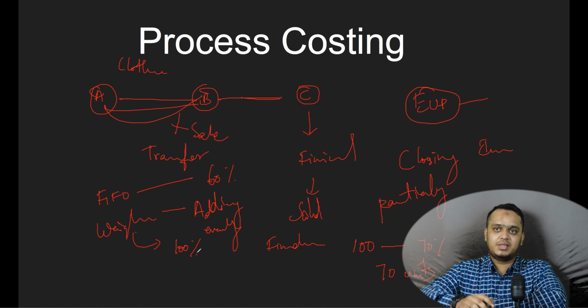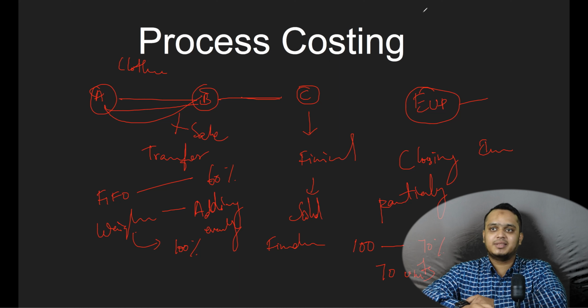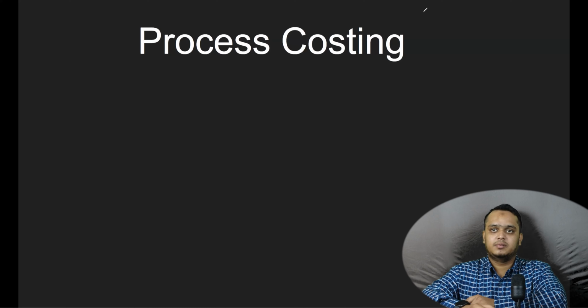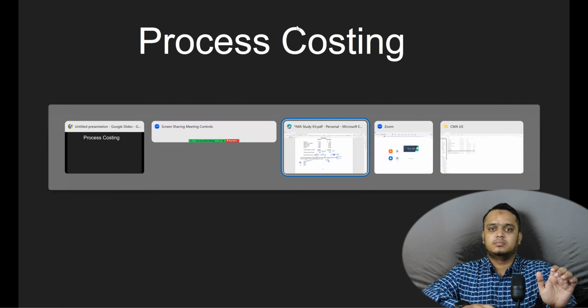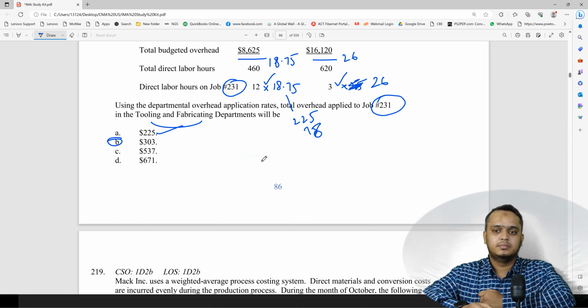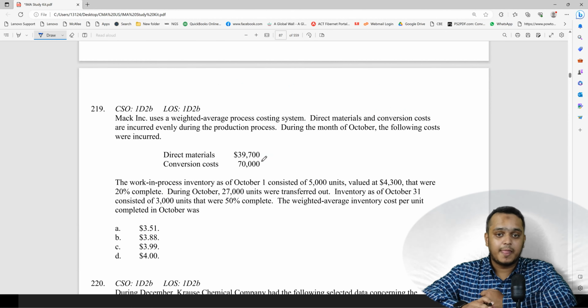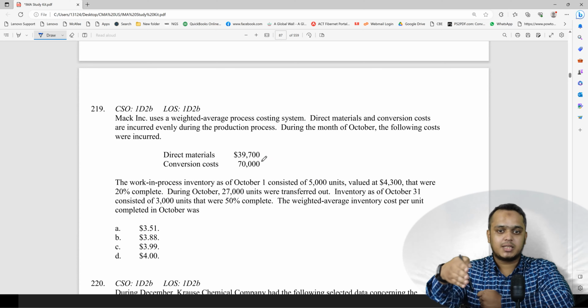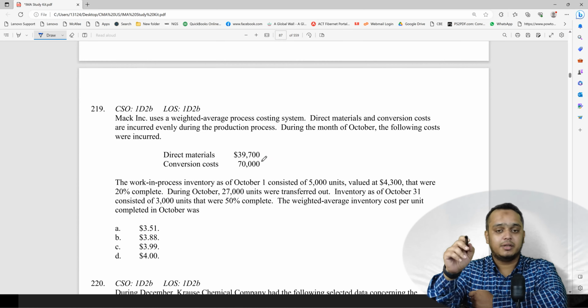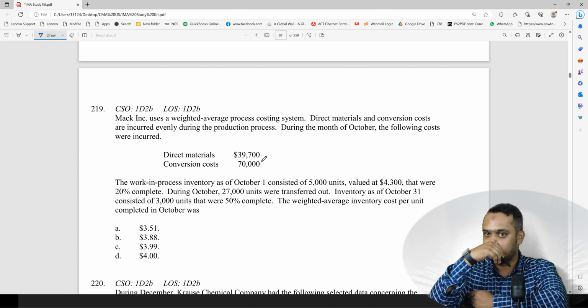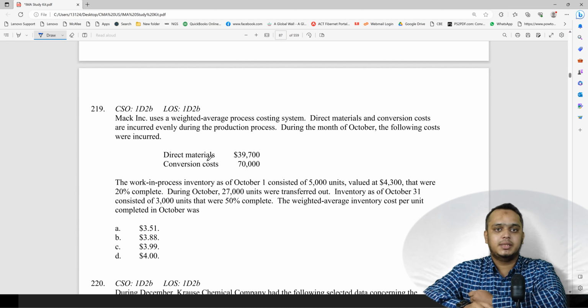Now, this being a revision, and for those students who are going to give it in the nearby examination, let me go towards some questions. Yeah, here we are. In fact, if you remember, in the last video which I made on this particular channel, I did a question of process costing only. Now here let us see the weighted average inventory cost per unit completed in October.